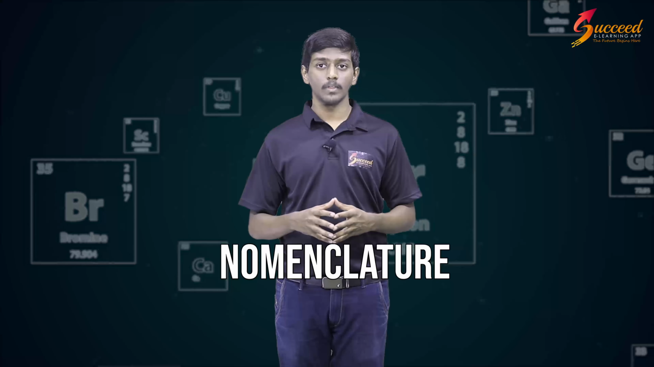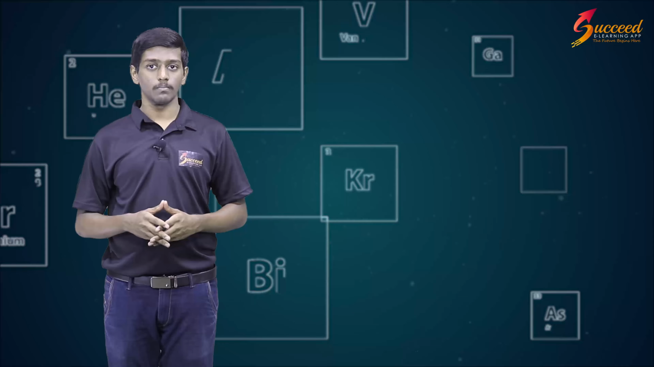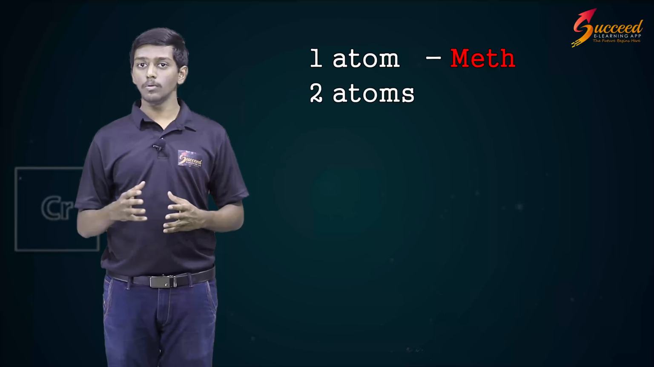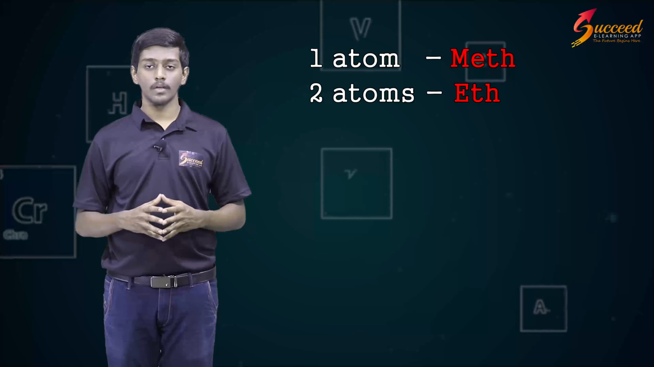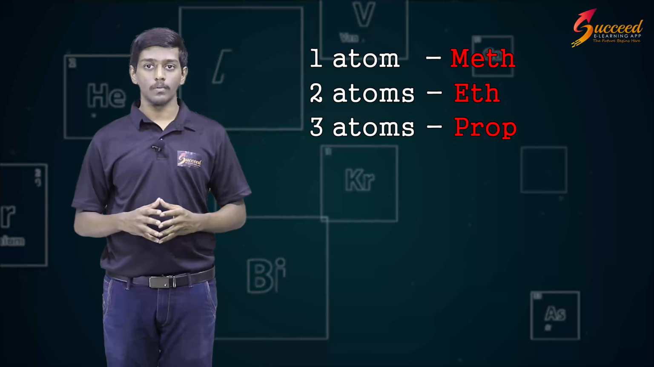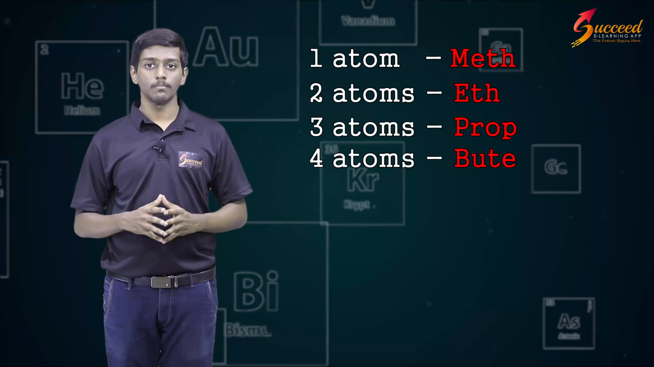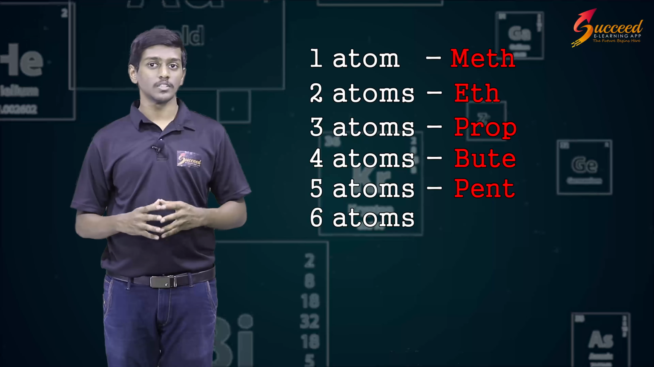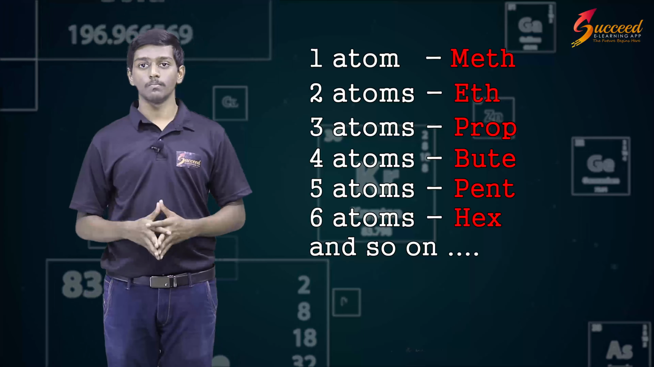Now, let us learn how to name the compounds. Nomenclature. There are many carbon compounds around us. Let us try to name each one of them using simple rules. Let us look into the rules. Based on the number of carbon atoms, the root words are named. If there is one carbon atom, we use meth. 2 carbon atoms, eth. 3 carbon atoms, prop. 4 carbon atoms, but. 5 carbon atoms, pent. 6 carbon atoms, hex, and so on.